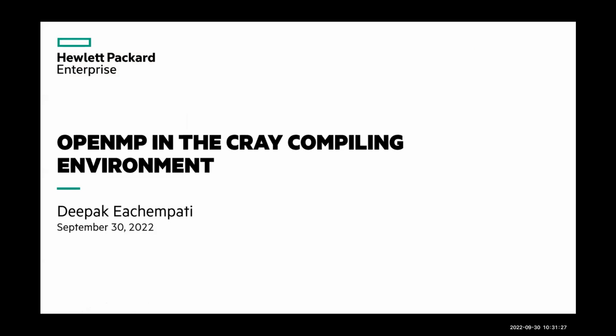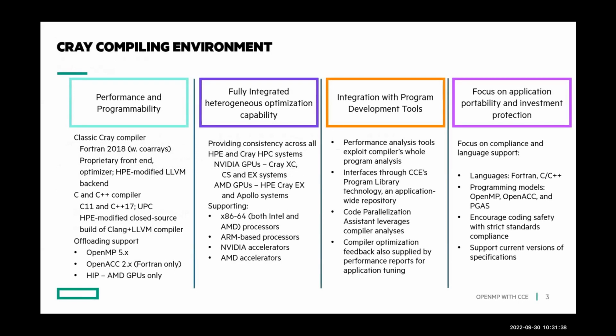So good morning, everyone. I'll talk about OpenMP in Cray compiling environment, or CCE. I'll start with just an overview of CCE. When I talk about CCE, really I'm talking about two compilers. There's our Fortran compiler, which is based on what we call our classic Cray compiler. This is a compiler infrastructure that we've been developing in-house for really decades. So it's very mature. And this is what we use for our Fortran compilation.